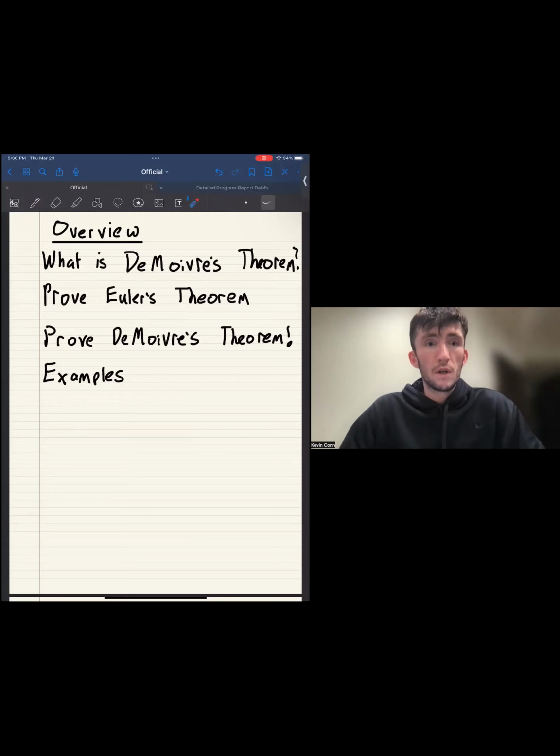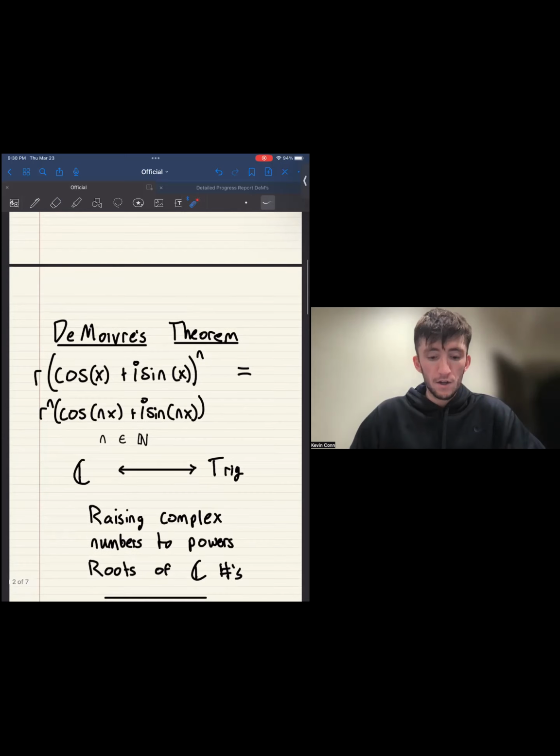So here we go. Our overview is we're going to show what Demoivre's theorem is and a couple of uses of it. Then we have to prove Euler's theorem. It's actually Euler's formula. We will prove that as it is very useful in proving Demoivre's theorem. Then we will actually prove Demoivre's theorem, and then we will go through one example.